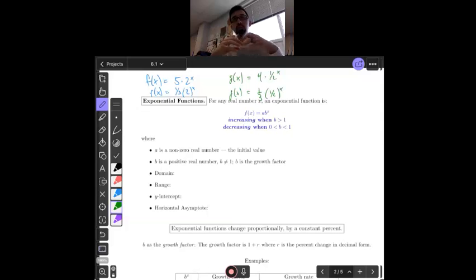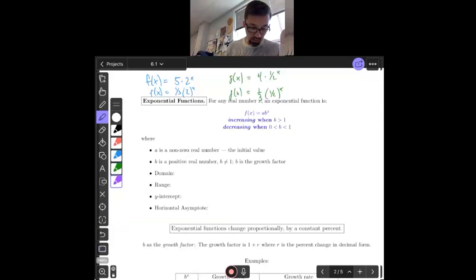Okay, so we can vertically compress or vertically stretch these as well, just like we could with everything else. But what matters is what's the b value, again, whether it's a growth function or whether it's a decay function. They're saying increasing, decreasing. I'm saying growth and decay.